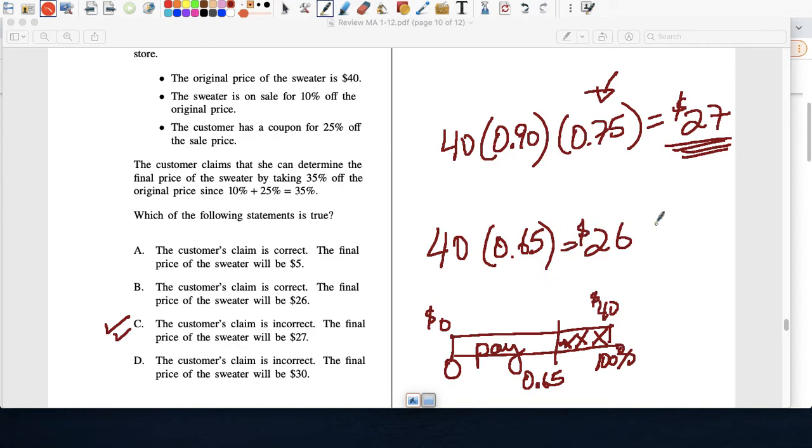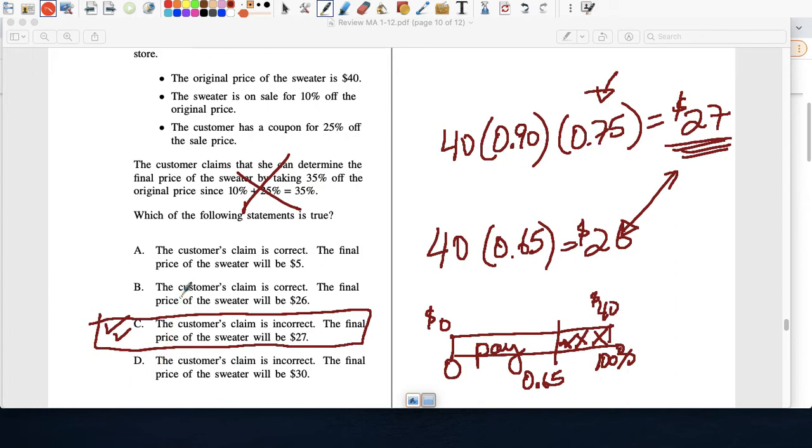Now, notice there's a little difference here. Her answer is incorrect. You can't add that. So therefore, C, our original, is the only right answer.